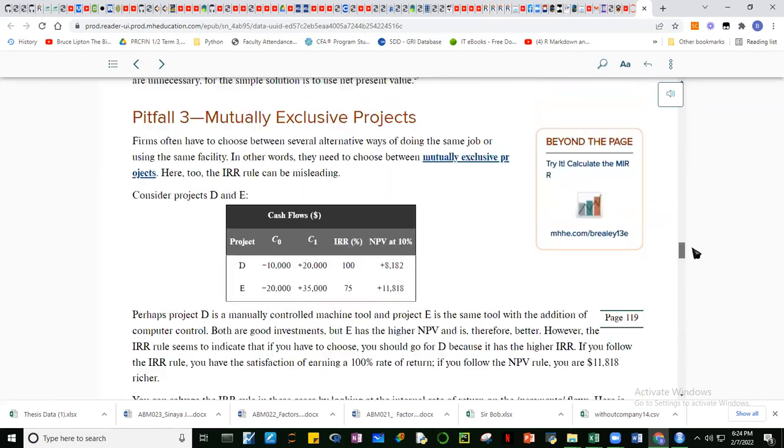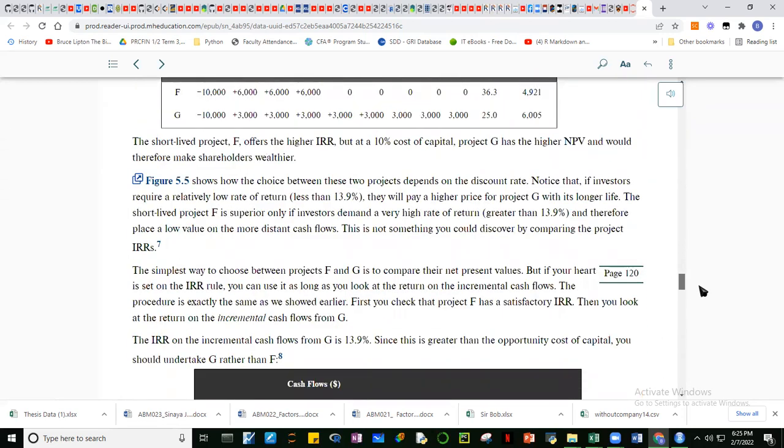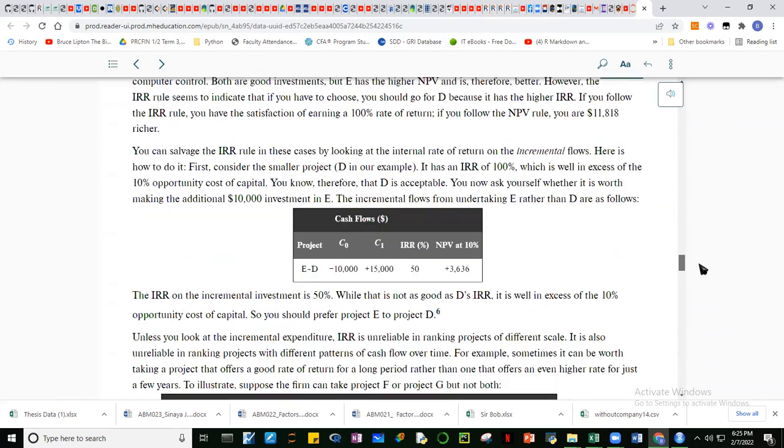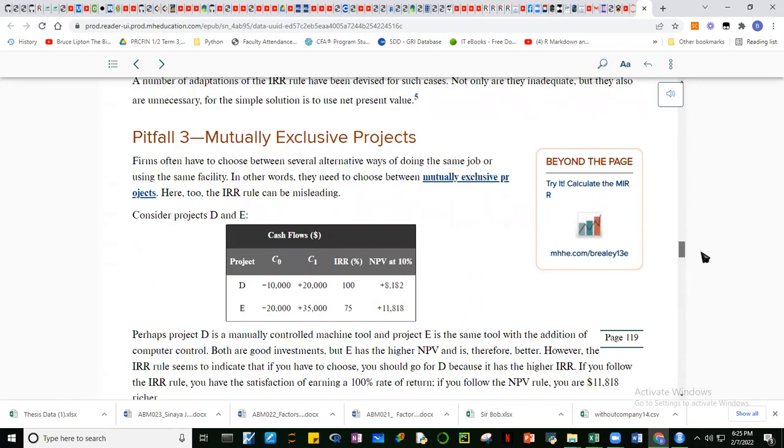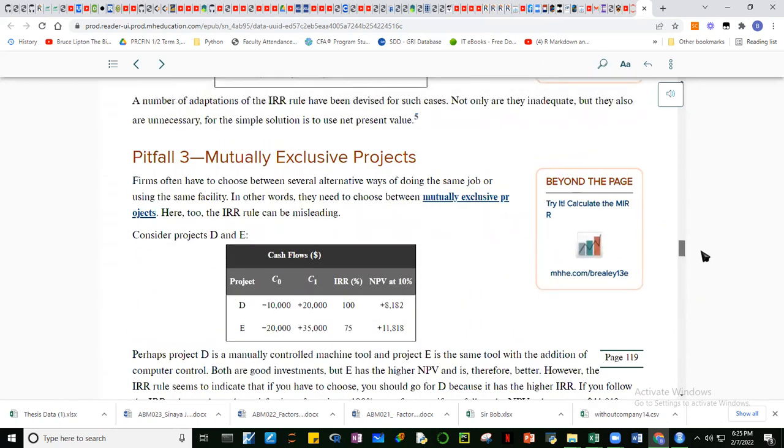Okay, and lastly, guys, the mutually exclusive projects. We say that there are 2 types of projects: independent projects and mutually exclusive. When projects are independent, the choice of one project does not necessarily negate the other one. So, kunyari maraming projects, pag lahat sila positive yung net present value, then we can choose all of them.